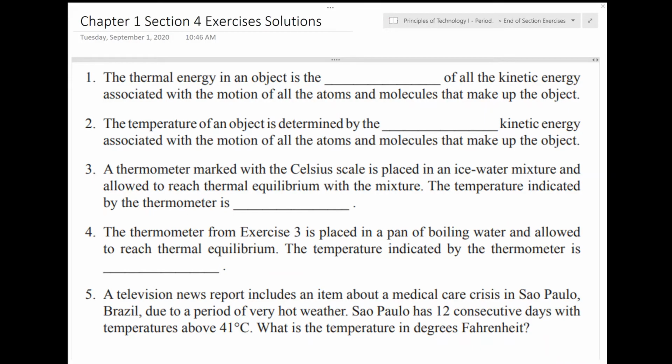Hello, today we're going to review the Chapter 1, Section 4 exercises. The first few problems are just fill in the blank, short answer.